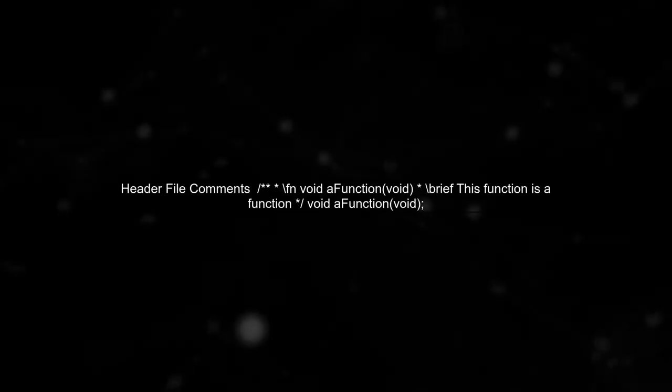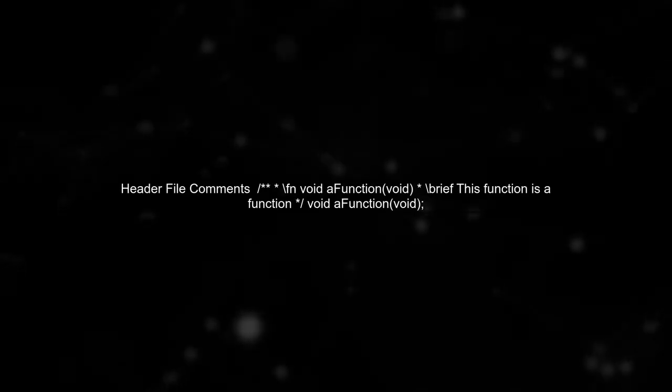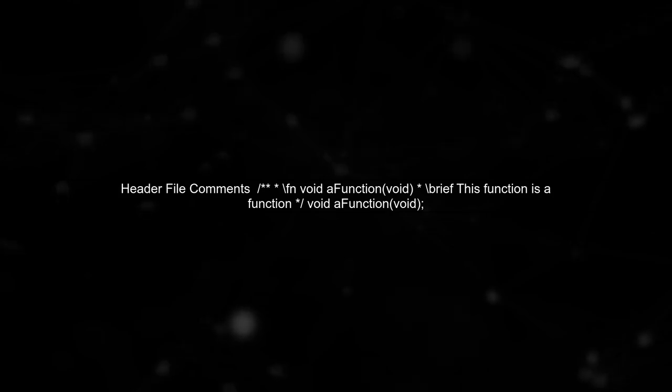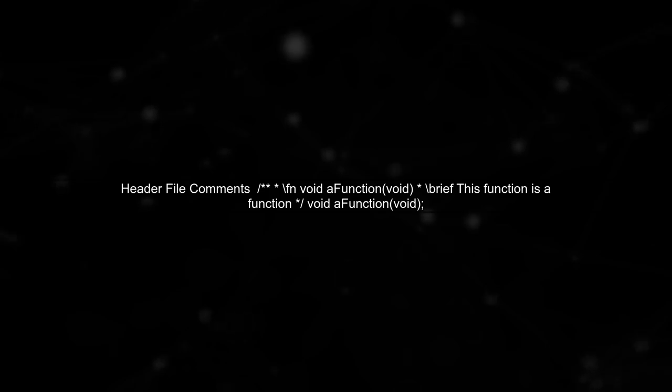Let's discuss how to properly comment your code. First, we'll look at the main function. It's important to keep comments concise and focused. In the header files, comments should provide documentation about the functions. This includes details like the function's purpose, parameters, and return values.